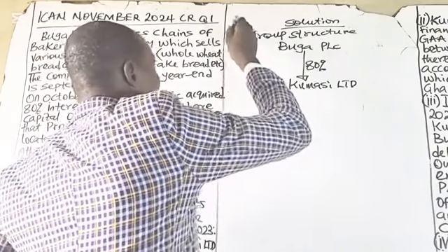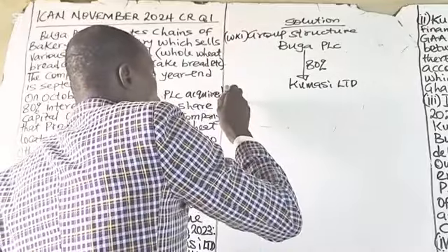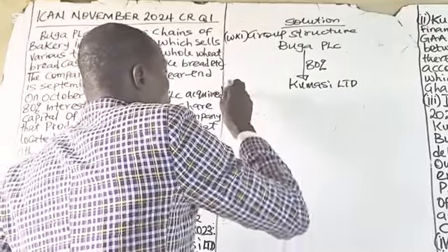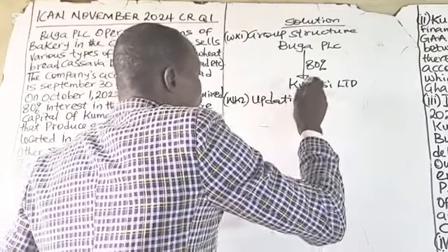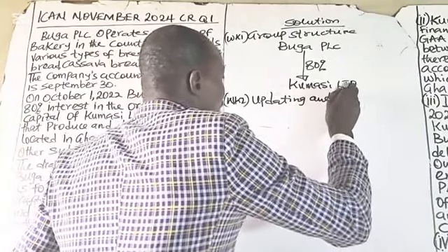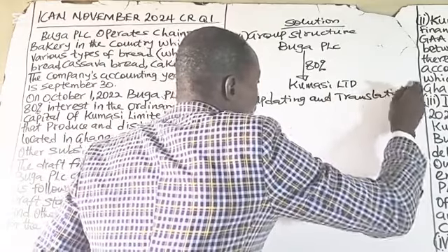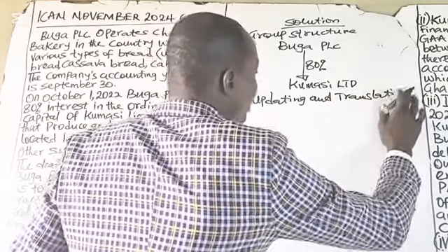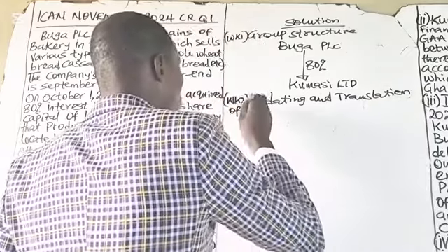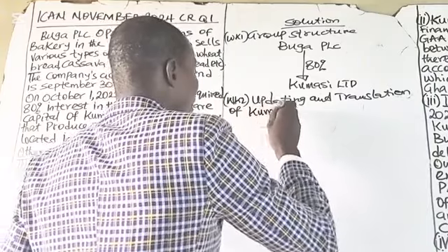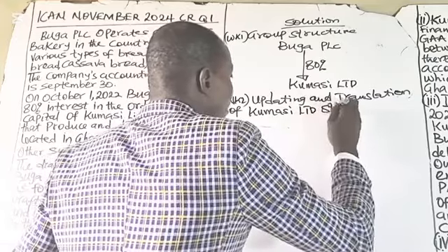After the group structure, the next step is updating and translating the subsidiary's statement of profit or loss. This is working number 1. Working 2: updating and translation of Kumasi Limited. Remember, Kumasi is the subsidiary.